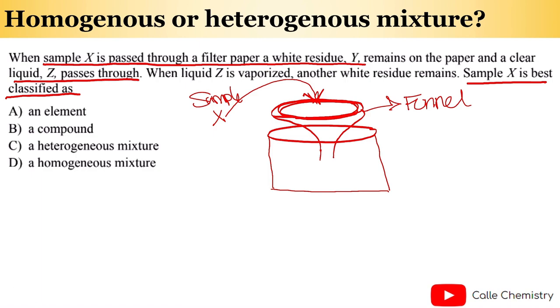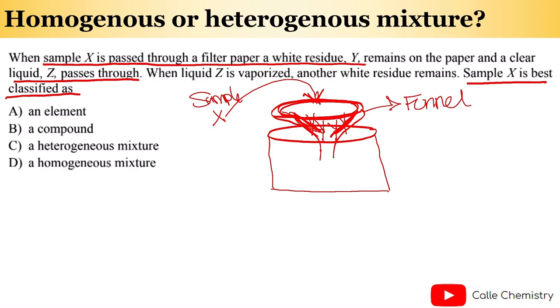And in this funnel, there's filter paper. On that filter paper, white residue is left behind, and they labeled that as Y. So I'm just going to draw Y's here to represent the white residue.